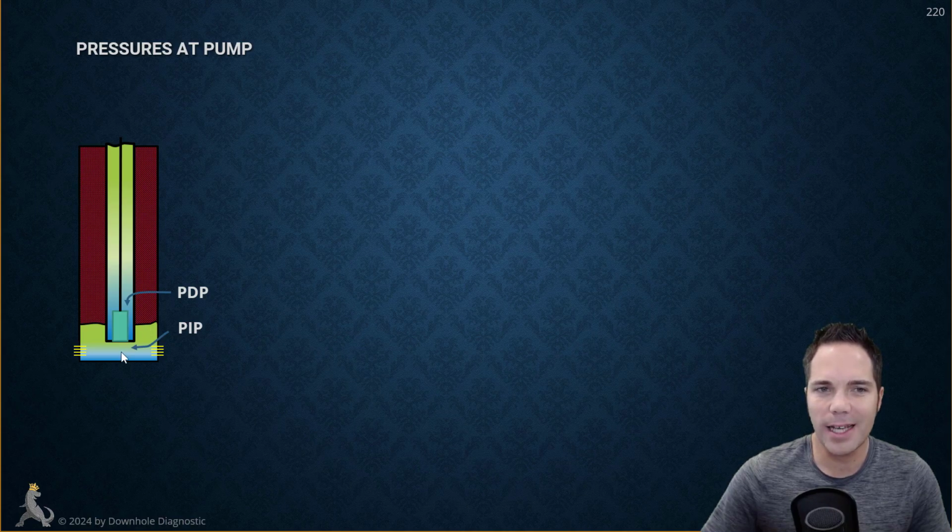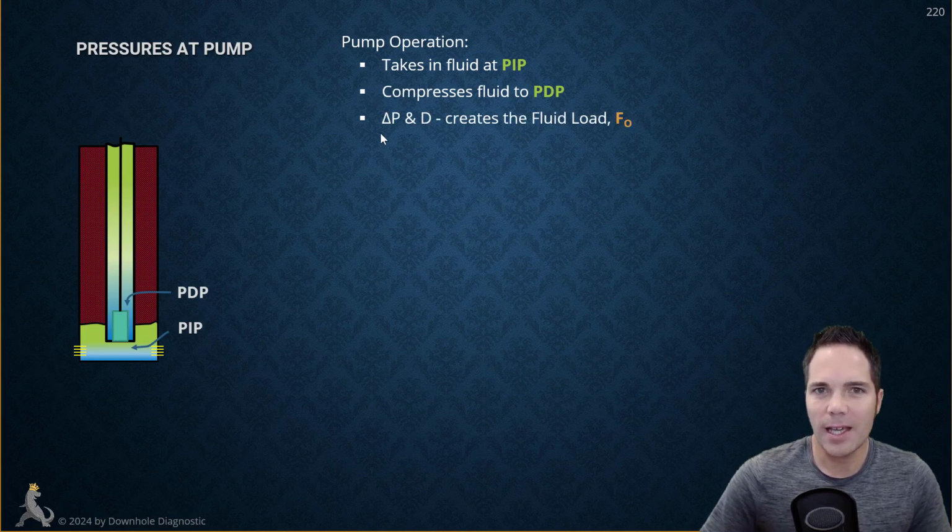And the pump has to take that low pressure fluid and compress it to the pump discharge pressure. And of course, to calculate that, you would take the tubing pressure and then add up the pressure due to this gas and water column right here down to the bottom of the tubing. So it's taking in fluid at the PIP, and it has to compress the fluid to the pump discharge pressure. So it has to act like a compressor. And the pressure differential and the diameter of the pump, this is what is creating the fluid load.